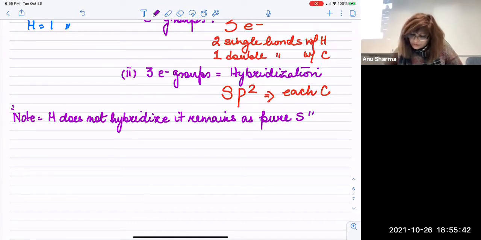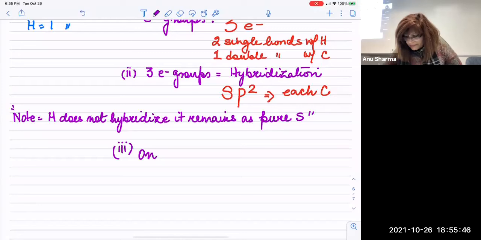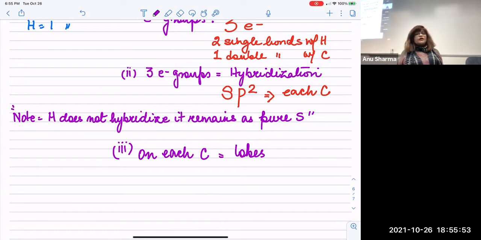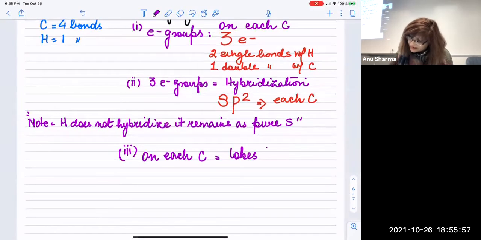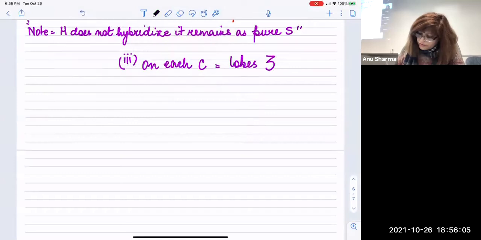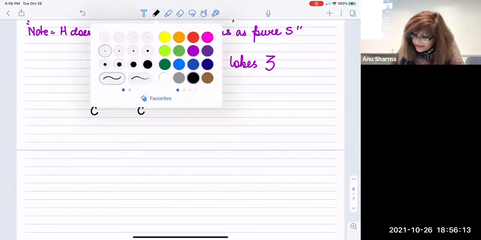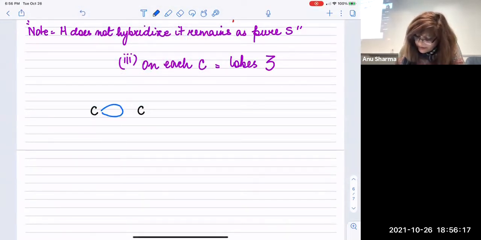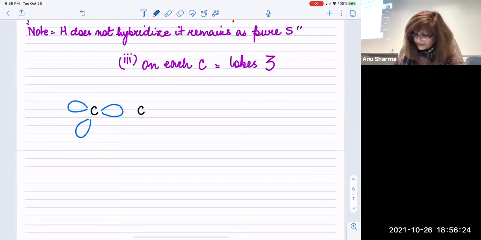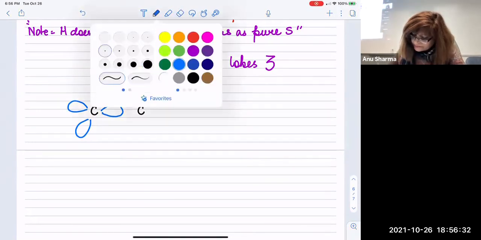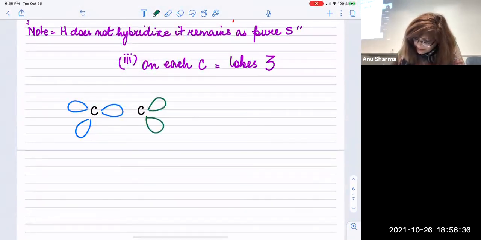So on each carbon, let's just do it nicely. How many lobes? sp2 means how many lobes? Three. Very good. So there are three lobes on each carbon. You start with that first. So now we have one carbon here and another carbon here. Each carbon has sp2, meaning three lobes. So one lobe here, another lobe here. Remember that it's a trigonal thing, trigonal like that. And the third one is like that. The other one is like this. The other one is like that. And then the third one, sorry, I need to make this in a different color. So one, two, and three.